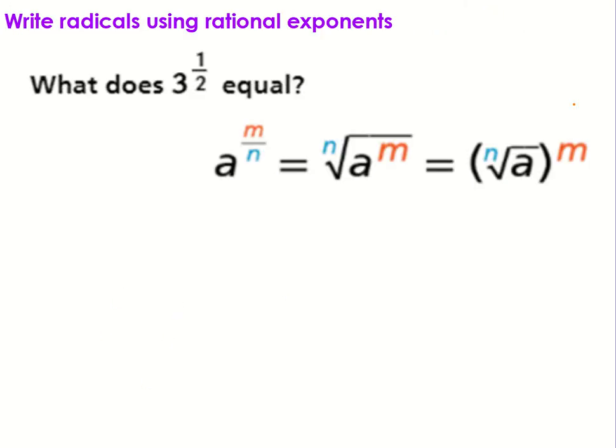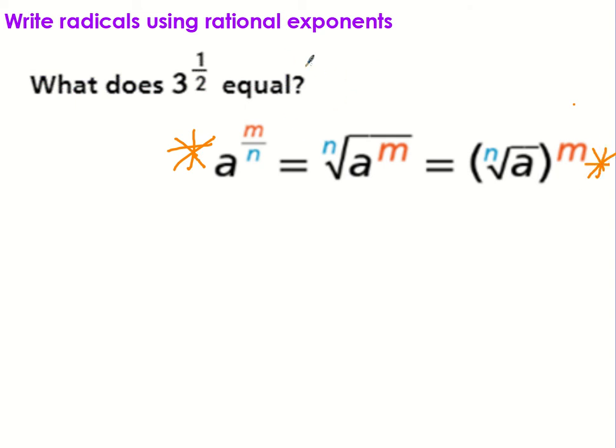Now, first what we're going to do is look at how we can write radicals using rational exponents and then also write rational exponents from radicals. So we want to figure out what does 3 to the power of 1/2 really equal. This is 3 raised to the power of 1/2. And here's our formula that we use to rewrite it as a radical.